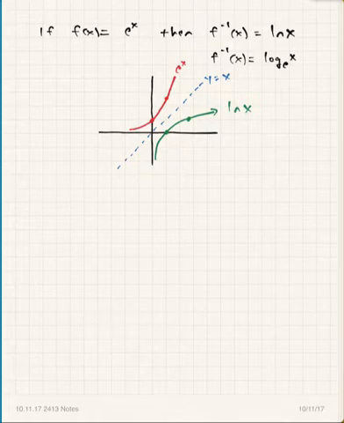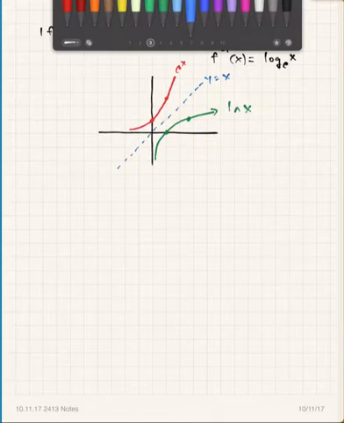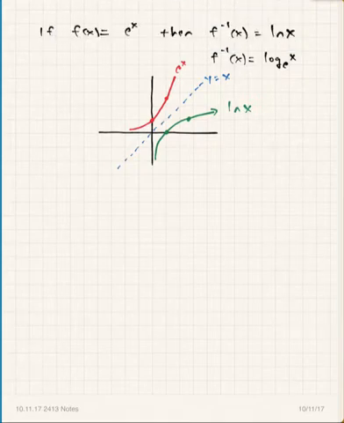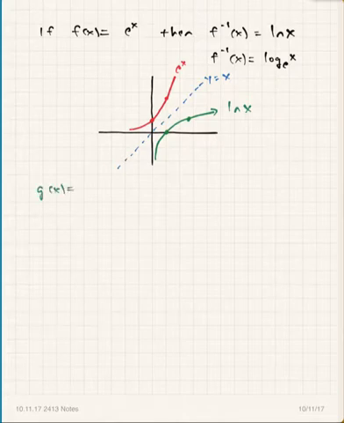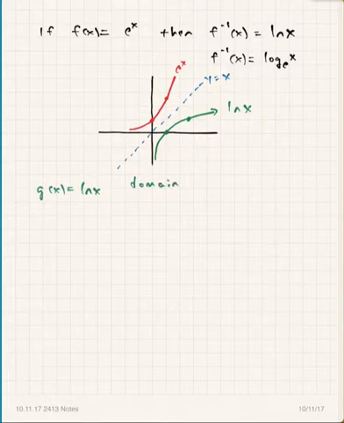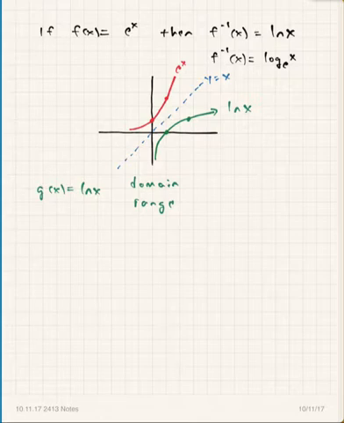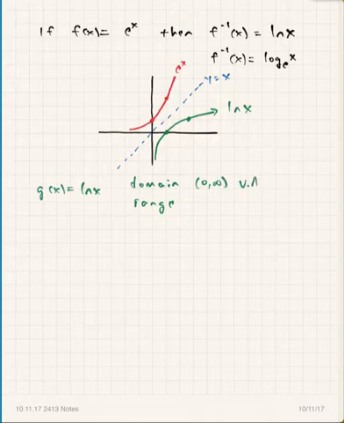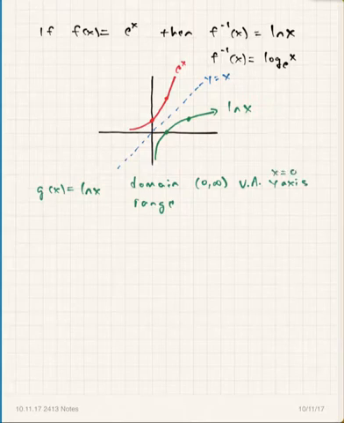For the natural log graph, let's say in general, g of x equals natural log of x, its domain and range switch around from the domain and range of e to the x. So the domain for the natural log function is from 0 to infinity. And notice there's a vertical asymptote on the y-axis, in other words, where x is 0. And the range is going to be from negative infinity to infinity.